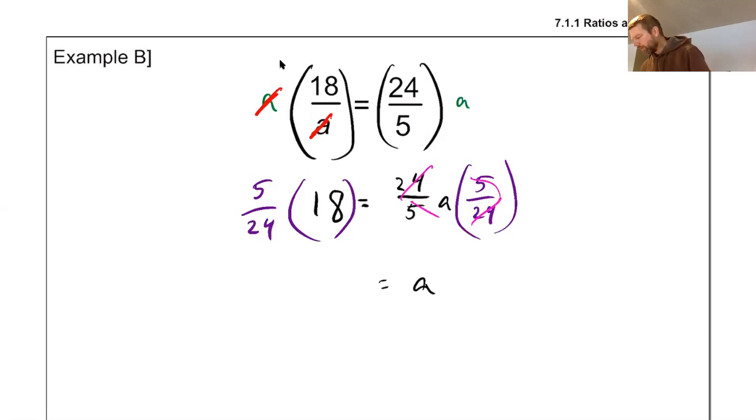And then I get 5 24ths times 18. I just put that in my calculator. I get 3.75. Right, that's a fine way of doing that. It solves it. It uses everything we know. It works just fine. There is a kind of slick way to make problems like this work, though.